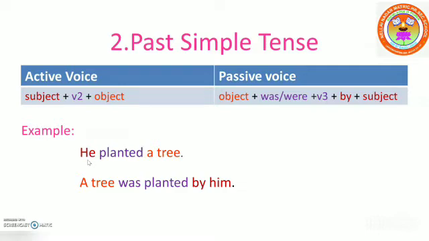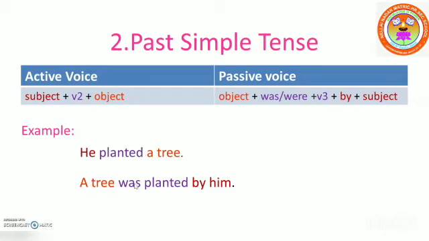Example, he planted a tree. Here he is the subject, planted is the verb in the V2 form, a tree is the object. So this can be changed into passive voice like this. A tree was planted by him. Here a tree is singular in number.